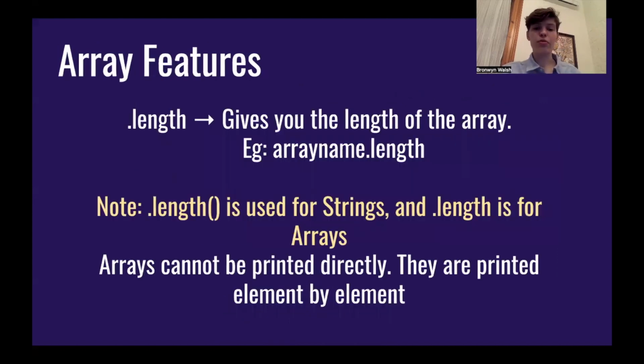So just some notes about the features of an array. The command .length, it's not a method, but the command .length returns the length of the array in much the same way as the length method does for strings. You will notice, however, that the length command for an array does not have parentheses because it is not a method. You will receive an error if you try to use parentheses. Additionally, you cannot simply print an array as they are printed element by element. I recommend you try printing an array in your IDE or compiler to see what it looks like when you try.